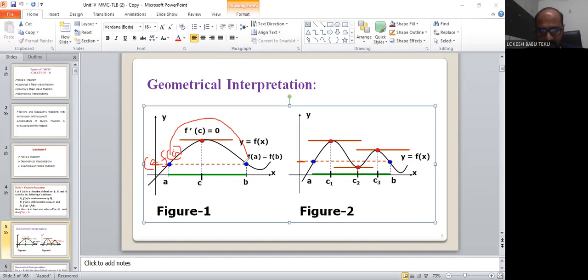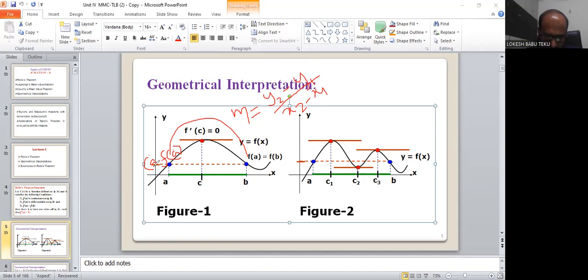Here is A, f of A, and this is B, f of B. What is the formula of slope generally? m equals y2 minus y1 by x2 minus x1, right? This is the slope formula: m equals y2 minus y1 by x2 minus x1.